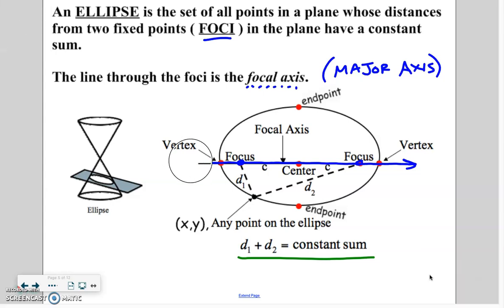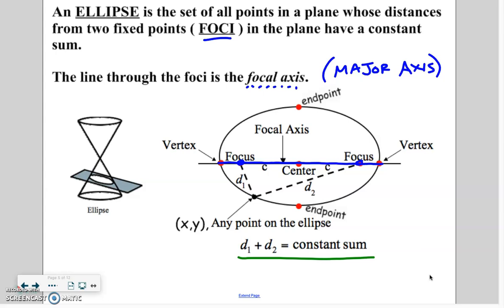What we're going to do is that if we were to look at the chord that goes from vertex to vertex, that's what we call the major axis. So we're not really going to care about the line that extends to infinity. We're going to care about from vertex to vertex, and we're going to call that, here in a slide or two, the major axis.